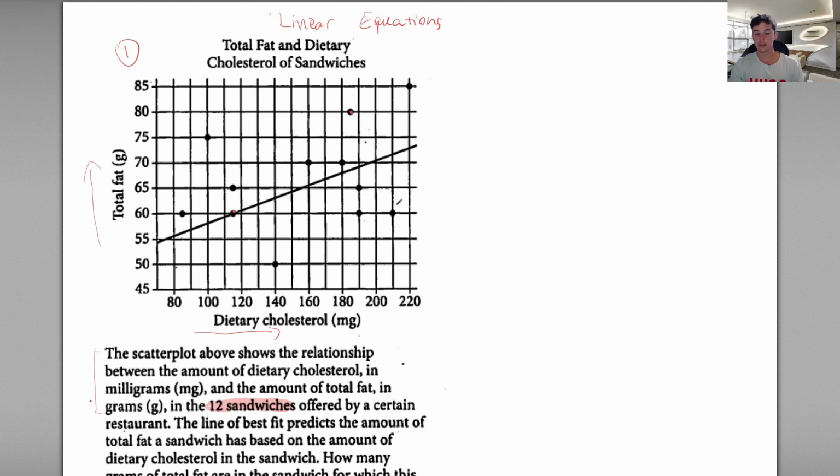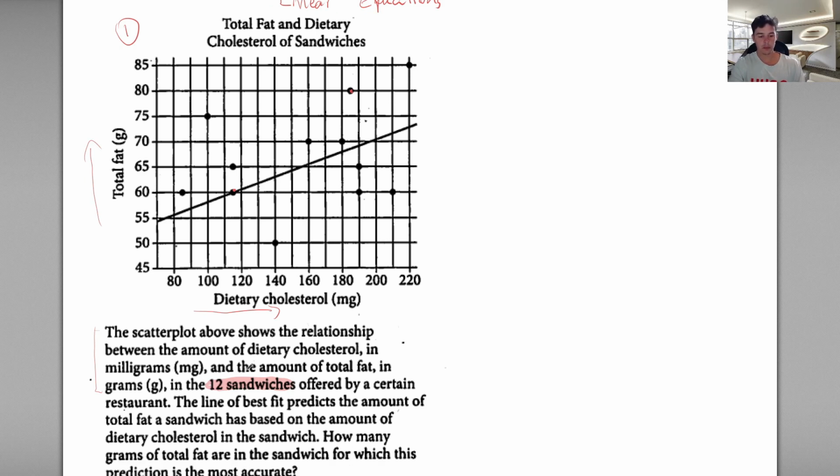So this is a tip for the SAT. Knowing how to read graphs without actually reading the introduction in the question is going to help you save some time. So here, let's look at the question. The scatter plot above shows the relationship between the amount of dietary cholesterol in milligrams and the amount of total fat in grams. Okay, I knew that because I know how to read graphs based on the title and the axis.